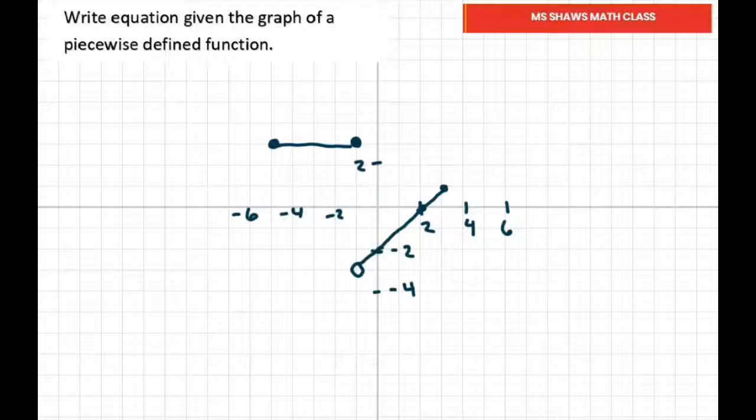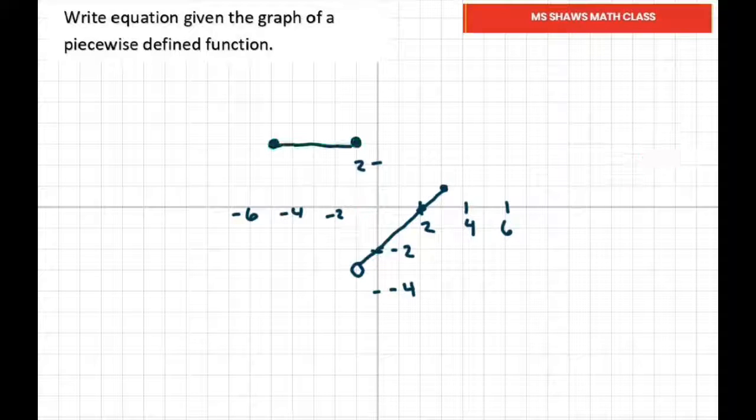Hey everyone, we're going to write an equation given the graph of a piecewise function. Before you get started, usually when you're looking at changes, it looks like this graph is changing at -1. So at x equals -1, the graph changes. So what we're going to do is base that off that.